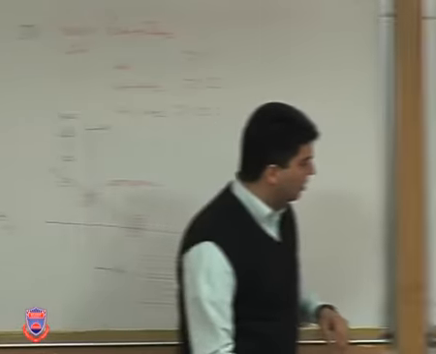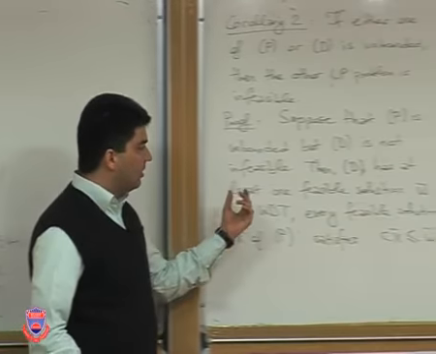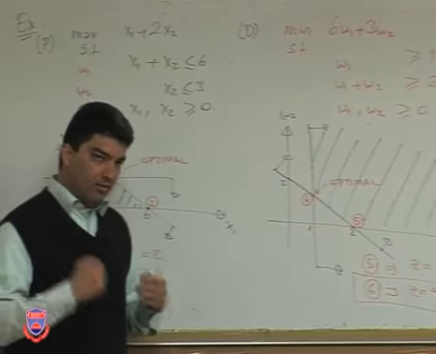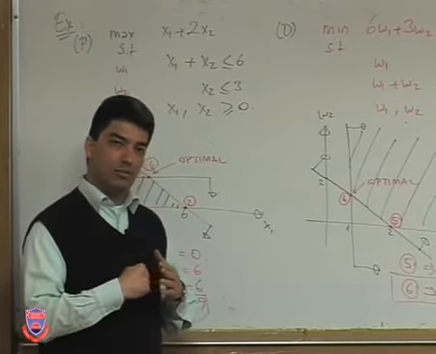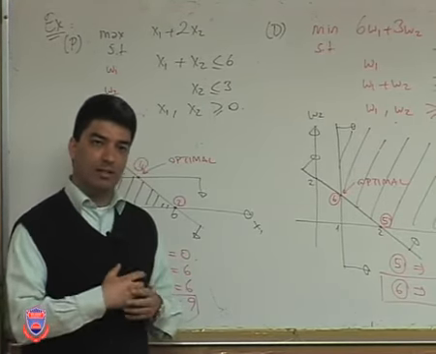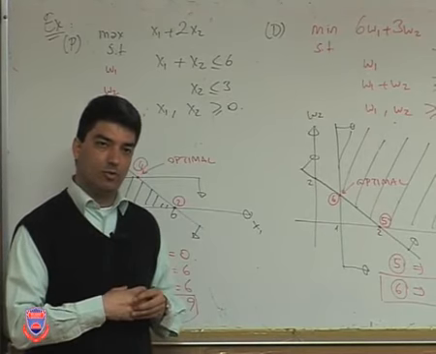So there's one thing you need to be careful about. Remember, even if you have multiple optimal solutions, you still have a finite optimal value, right? The optimal value is not unbounded. So the problem being unbounded is different from having infinitely many optimal solutions.